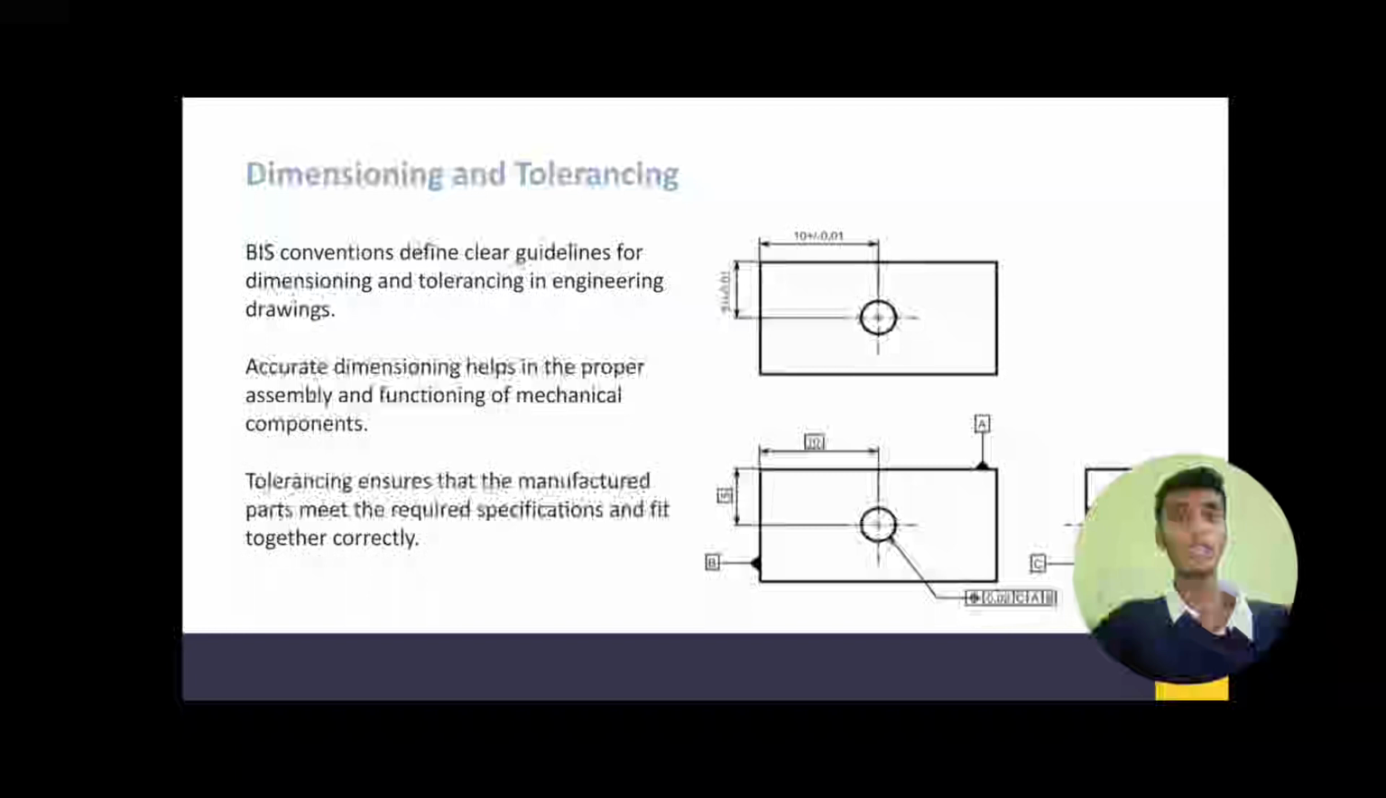The next is dimensioning and tolerancing. BIS conversion defines clear guidelines for dimensioning and tolerancing in engineering drawing. Accurate dimensioning helps in the proper assembly and functioning of mechanical components. Tolerancing ensures the manufactured part meets the required specification and fits together correctly. These are the two important things you should know.